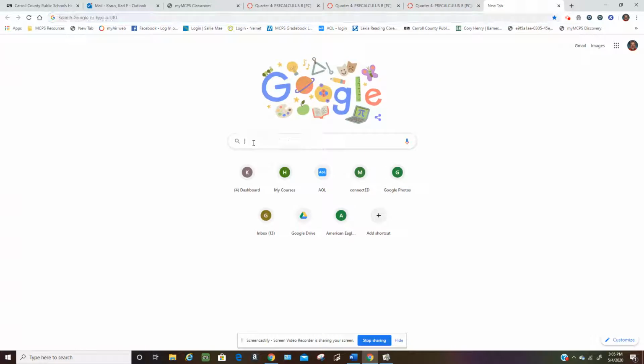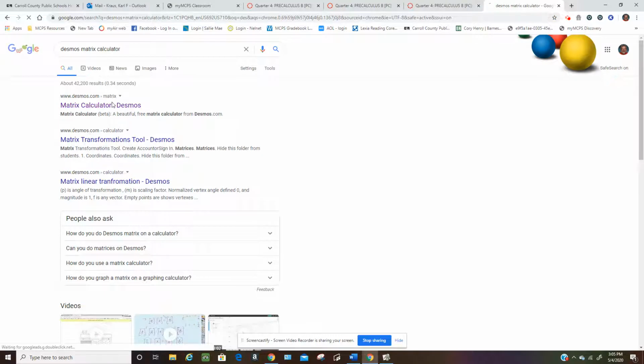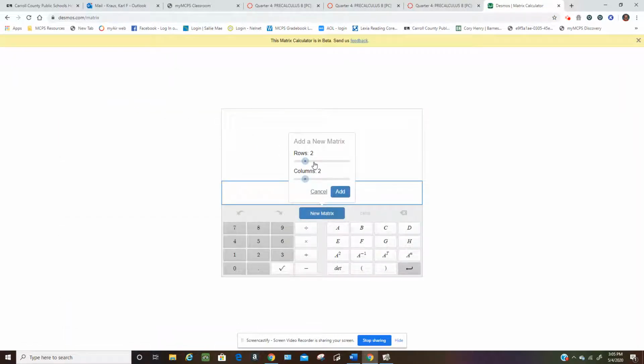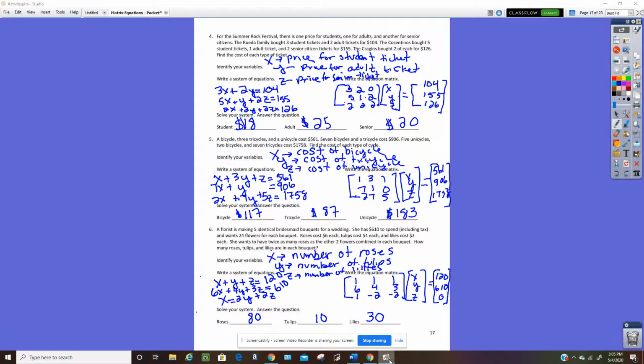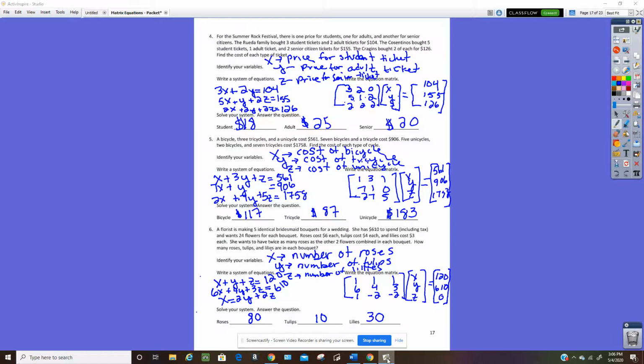And I'm going to go to my matrix, Desmos matrix calculator. And I'm doing a new matrix, a 3x3, and 131. So 1, 3, and 1 is the first row. Second row, 710. In the third row is 275.